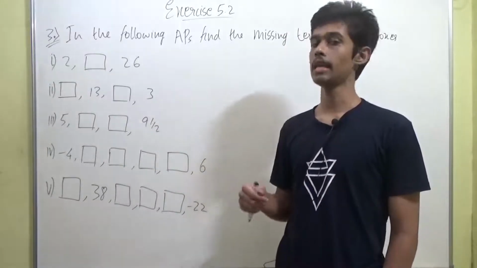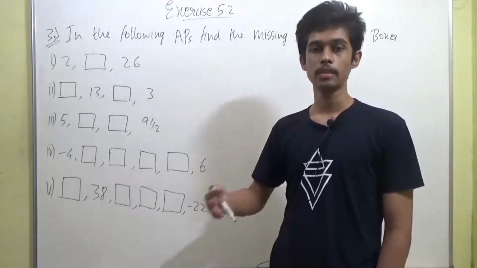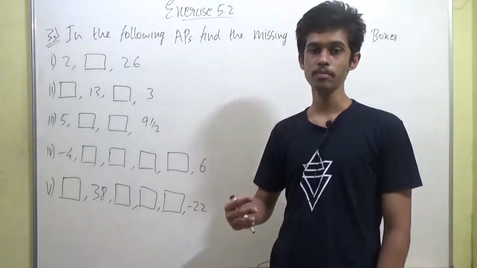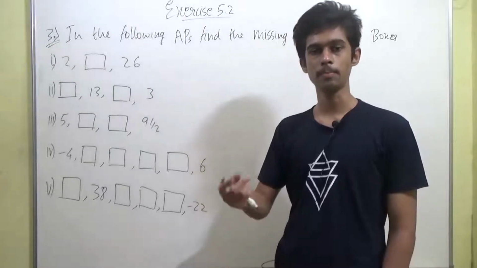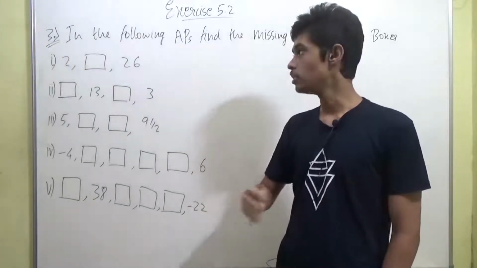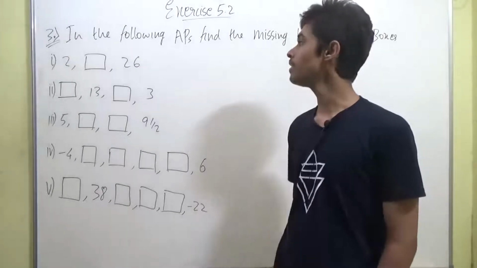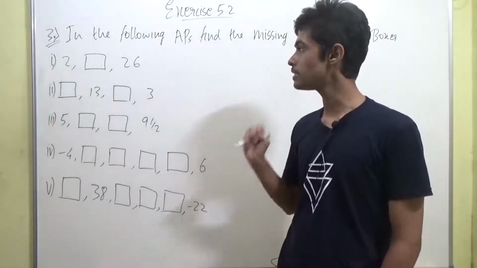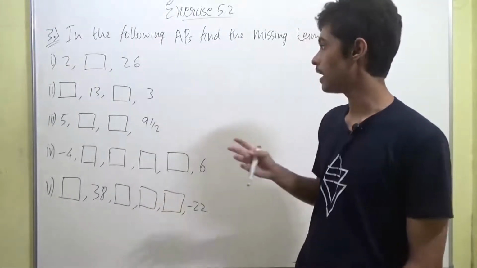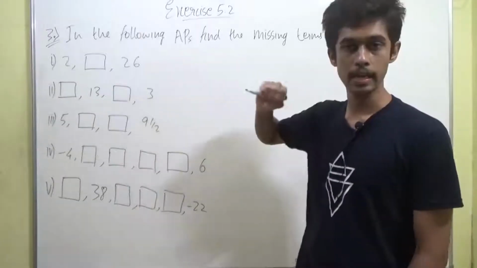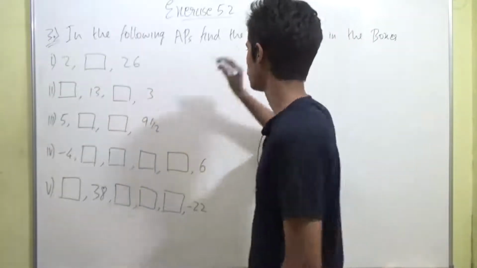So we know that in an AP, each consecutive term is being added or subtracted. Subtraction is also adding of a minus term, right? So it's being added with a common difference. That concept we have to use, and somehow we have to find the missing term, guys. I'll tell you how. So the first term is A, right? So let's take the first sub question now.